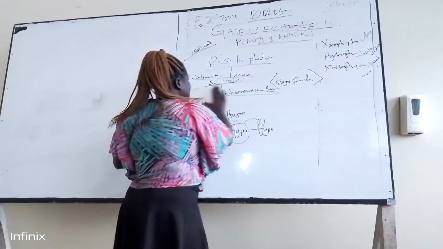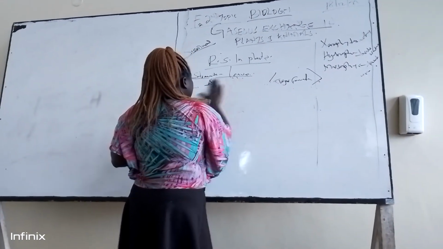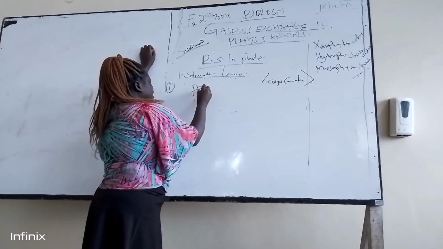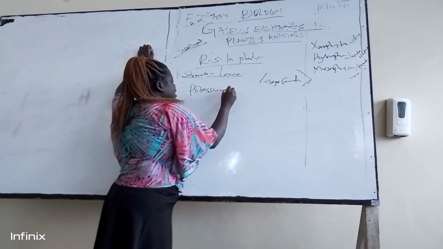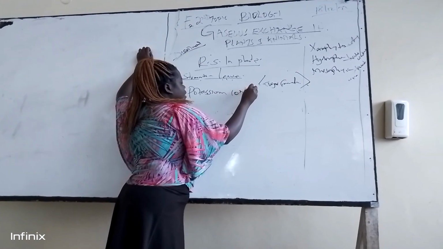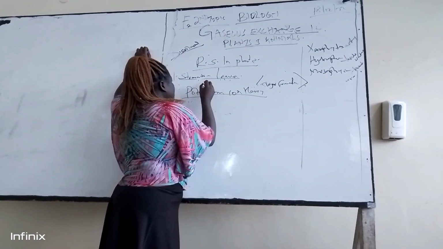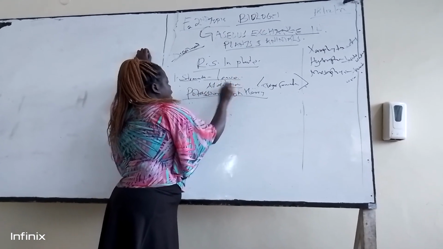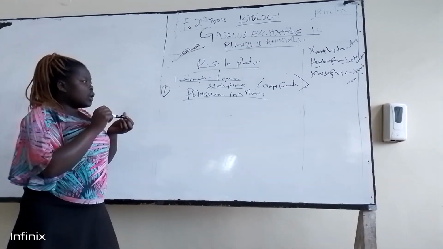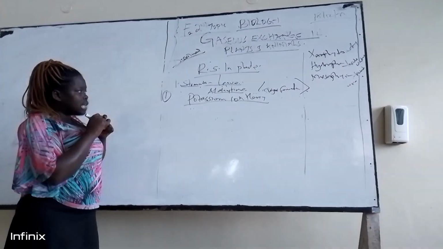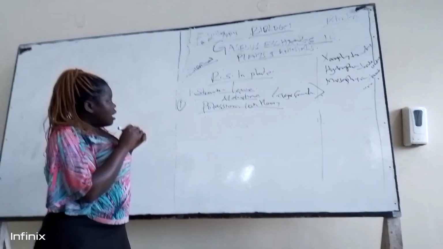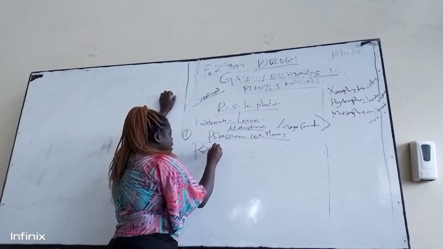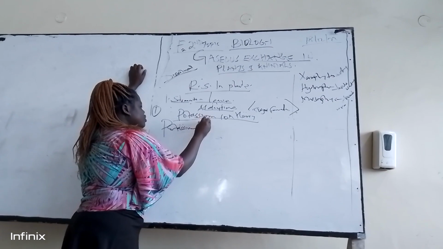Lastly, we are going to talk about the last theory. The last theory is the potassium ion theory. The potassium ion theory talks about the movement of potassium and hydrogen ions.